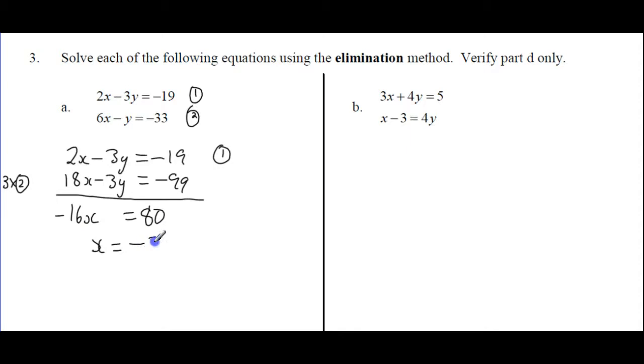So x is -5, right? 80 divided by 16 is 5. Now we solve for y. We go back to one of the originals. Don't go back to a multiplied equation. Go back to the originals. So let's go with number 2. So at this point we substitute negative 5 for x in equation 2.